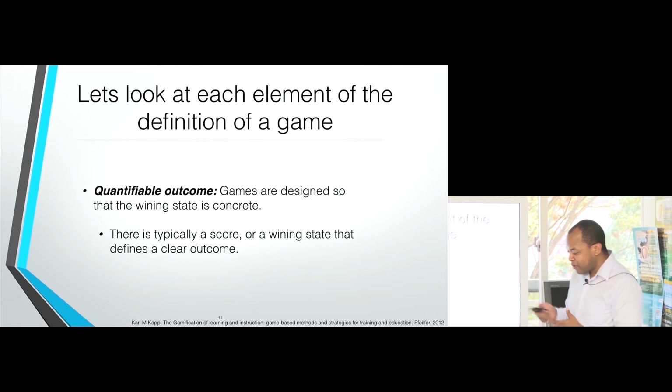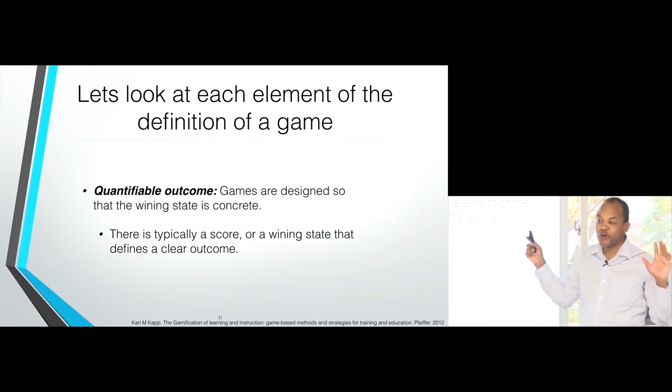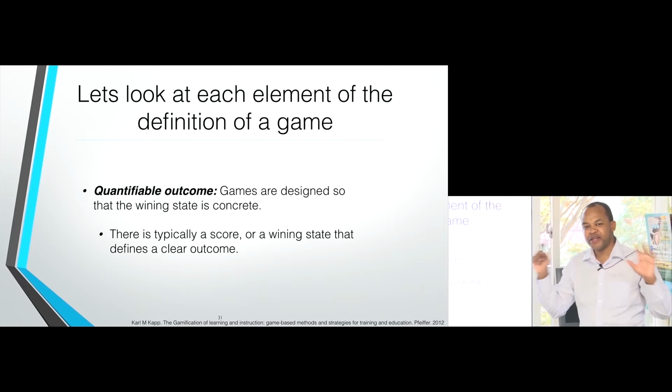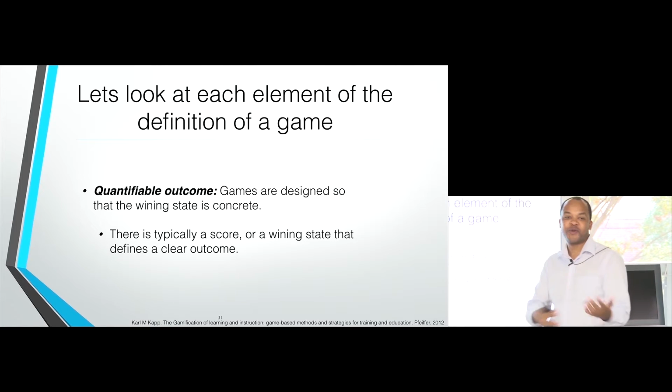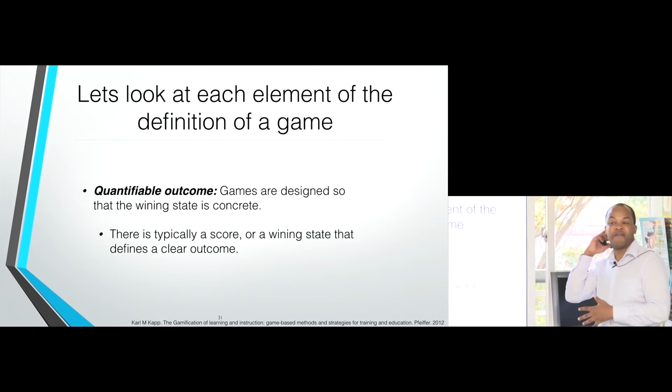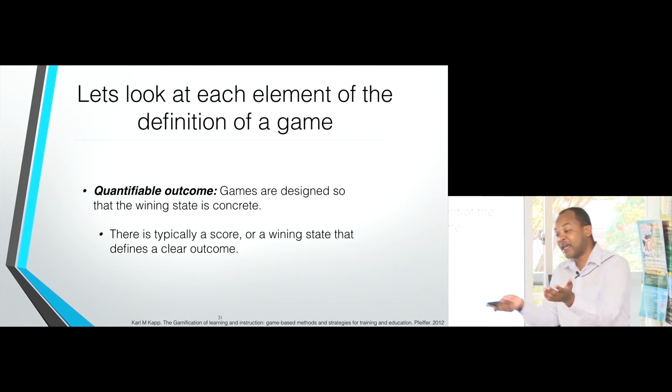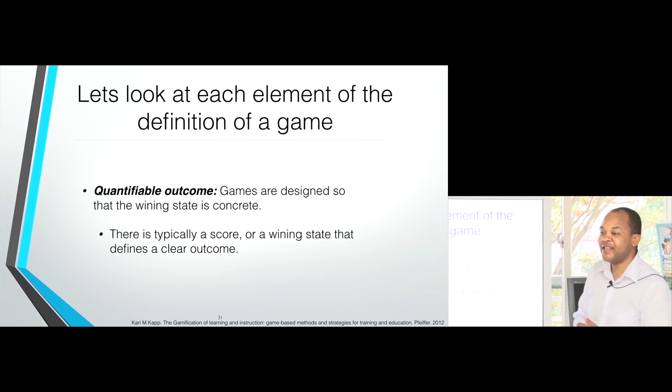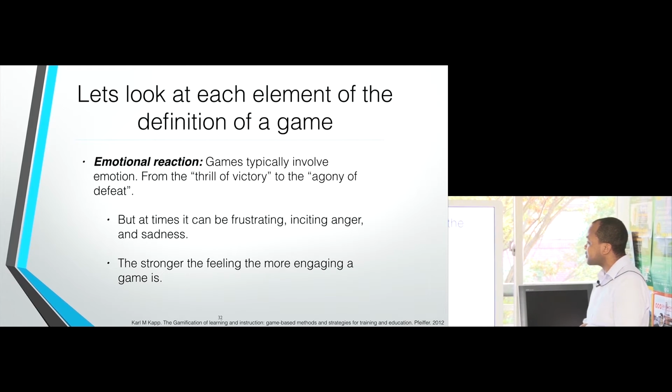Next, there's a quantifiable outcome. So you always know when you've won. There's usually no doubt if you won or not. You just know because of your score or because of the outcome. It's either you die or you have another life or things like that. Or you can catch anything on Pokemon Go.